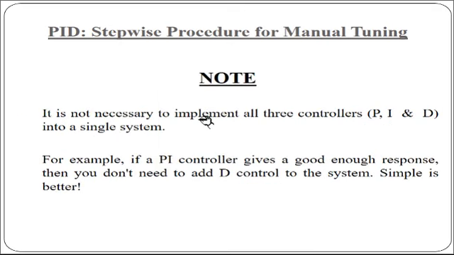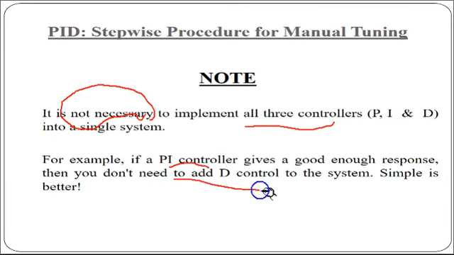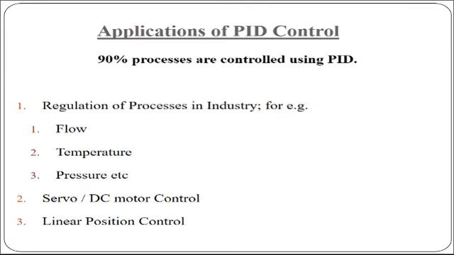So the PID stepwise procedure for manual tuning that we have seen, and from that you can note that it is not necessary to implement all three controllers, PID, into a single system every time. For example, if the PI controller is good enough for the response, then don't go for the D controller, that is the derivative controller, in the system. And again I say, simple is always better.